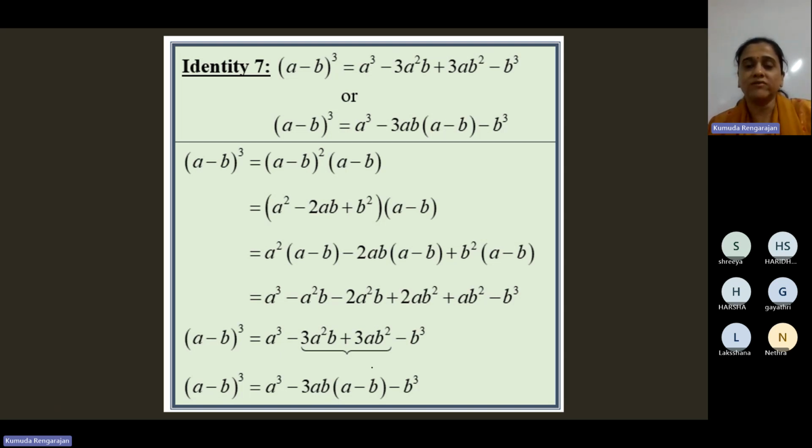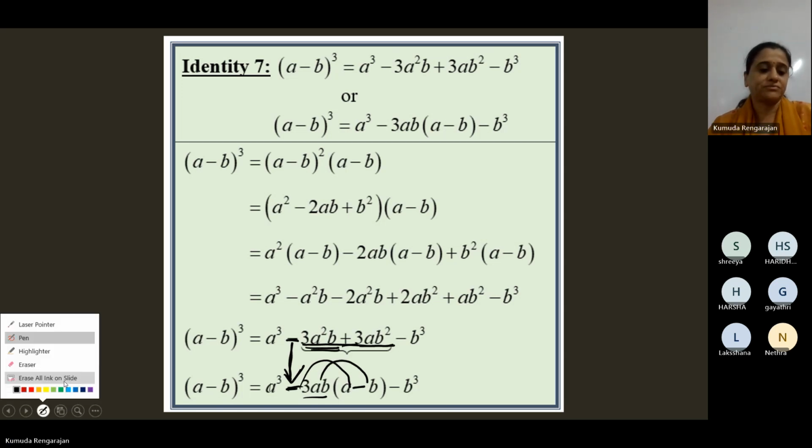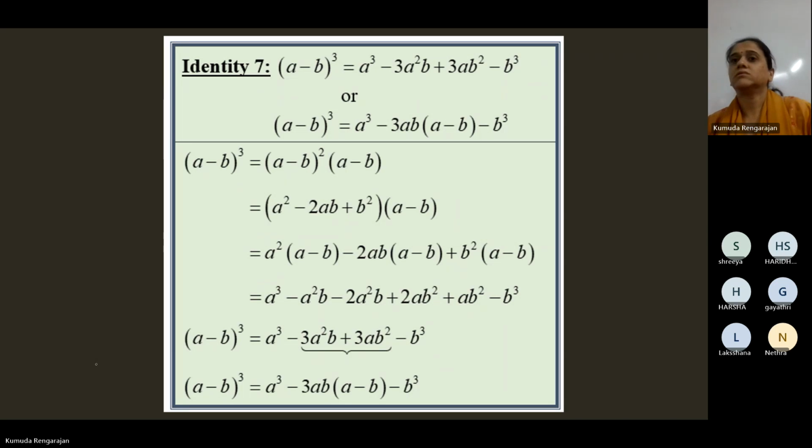Now the two middle terms have 3ab common. Since the second term has minus sign here, it will be minus 3ab common. Whatever is the sign here comes down. a cubed, this minus as it is, common is 3ab. Now minus 3ab into a is minus 3a square b, minus into minus plus. When you multiply these two, you get 3ab square. All right.